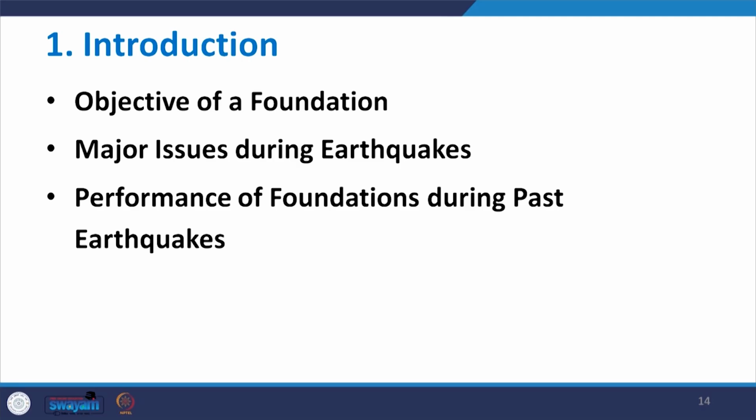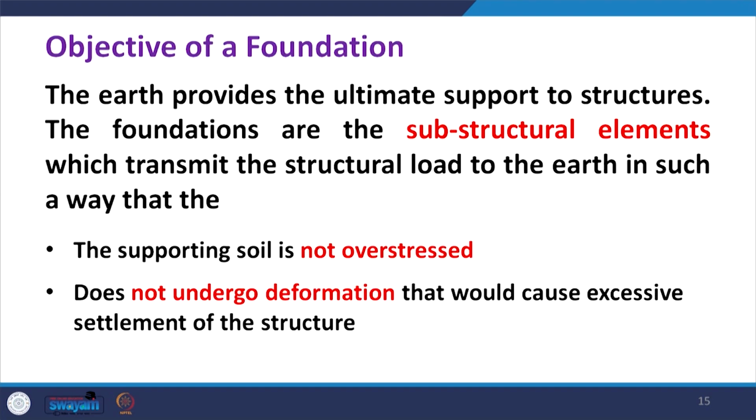Now, let us come to module 1, which is an introduction of this course, and as mentioned, there are three components of this module. First is the objective of a foundation, then what are the major issues during earthquakes, and we are going to discuss how the foundations performed during past earthquakes.